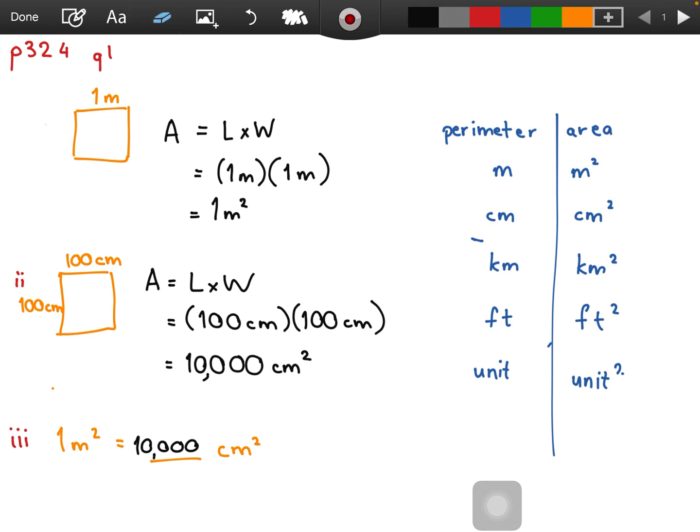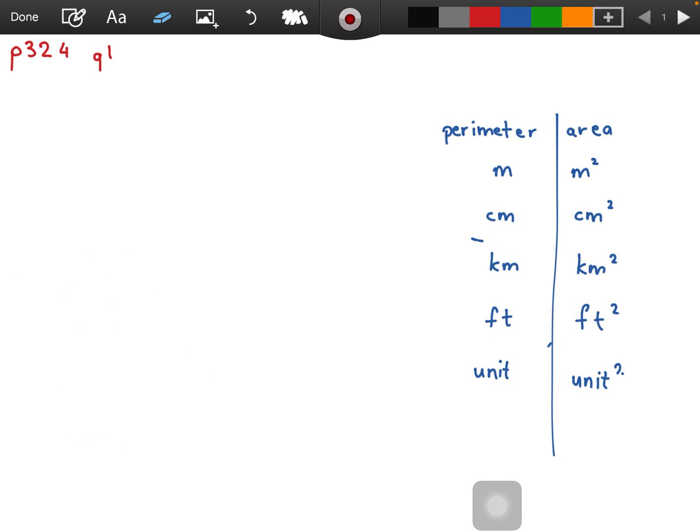Part B then says, find the area in centimeters squared of a square of side 1 centimeter. Okay, so let's have a look at this. Part B then. If you didn't get that down, just pause and take it down.